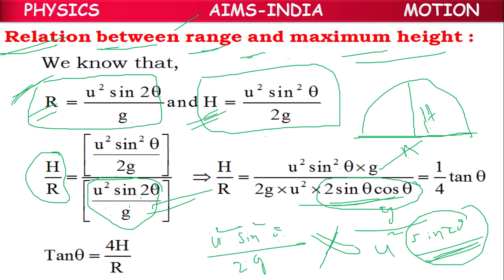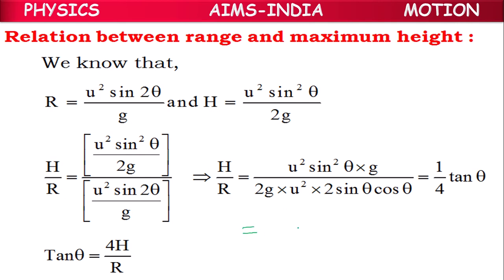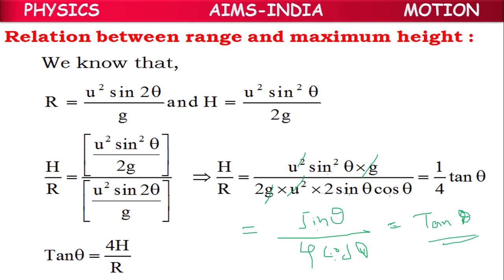In sine square theta, one sine theta gets cancelled. Also u square cancels, and g cancels. In the numerator we will have sine theta, and in the denominator 2 into 2, which is 4, and cos theta. Sine theta by cos theta is equal to tan theta according to trigonometry. So H by R equals tan theta by 4, or one-fourth tan theta.